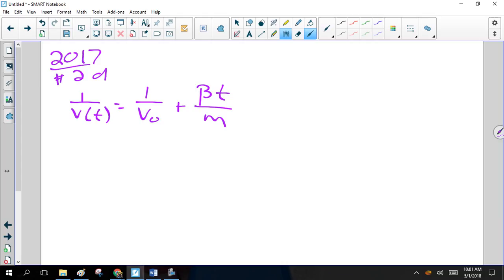So, this one, I guess there's a couple of ways you could go about this. Option 1 is, you guys all have graphing calculators. If this is 1 over v of t, then v of t is 1 over that, right? So type this in your calculator and graph it.